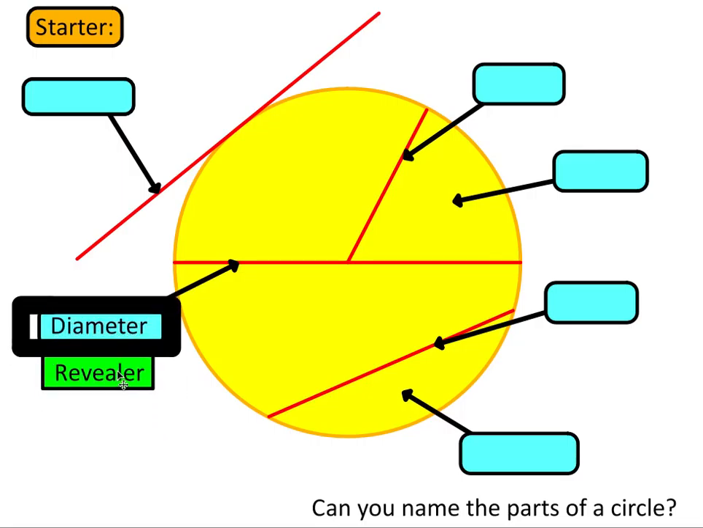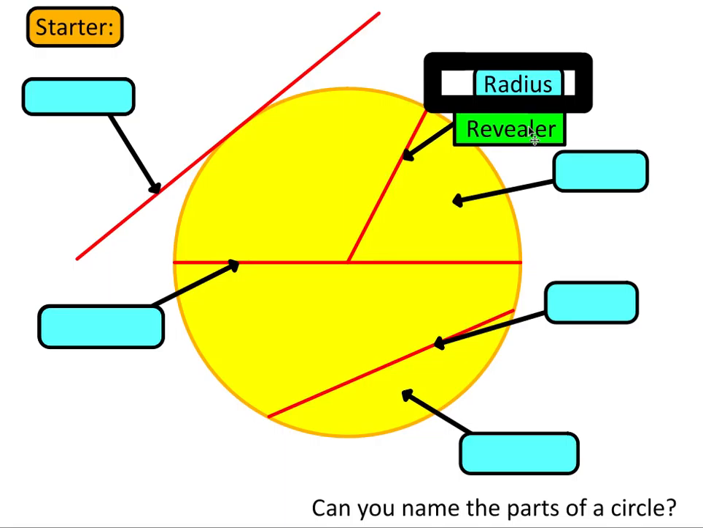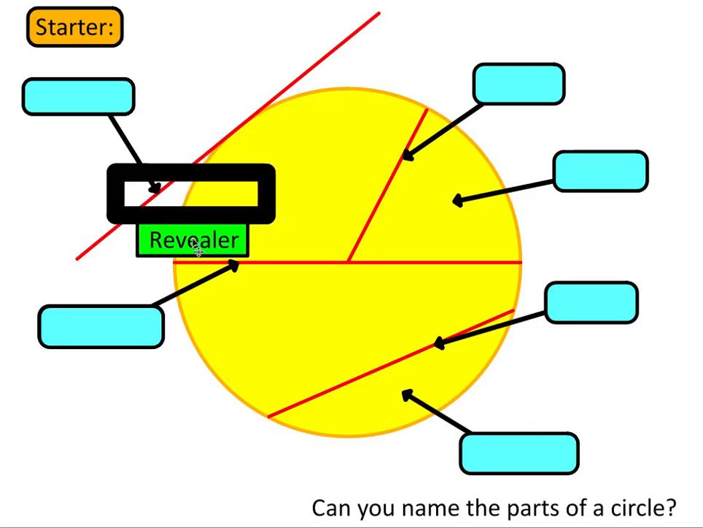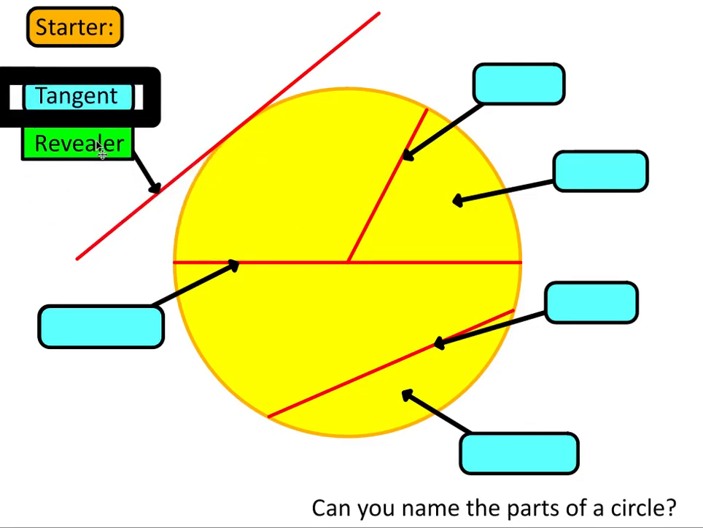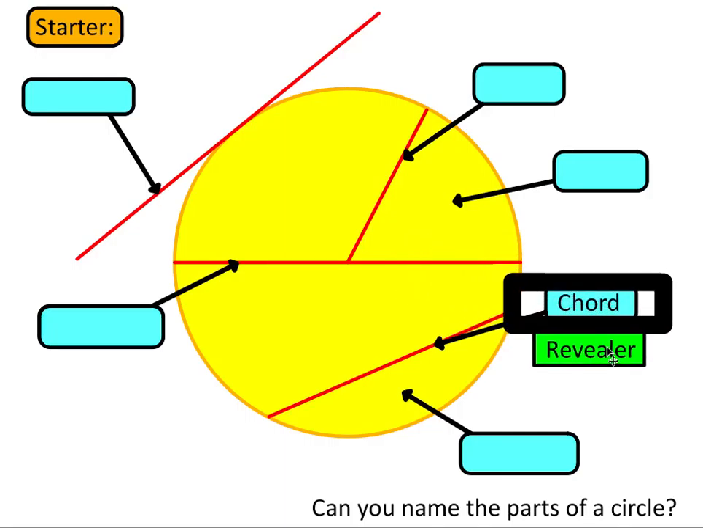So a line all the way across a circle passing through the center is known as a diameter, and half that distance is called a radius, from the center to the outside. A line that touches a circle just once, like this one, is called a tangent. And a line that cuts through a circle but isn't a diameter is known as a chord.